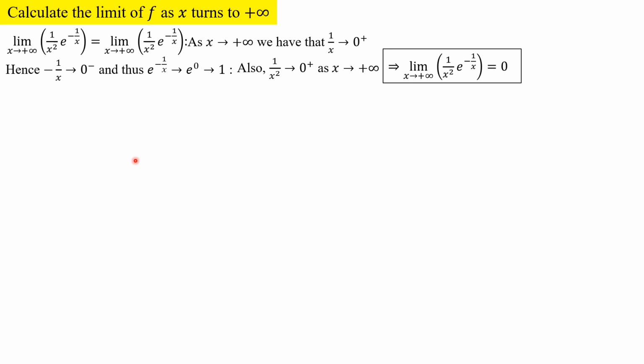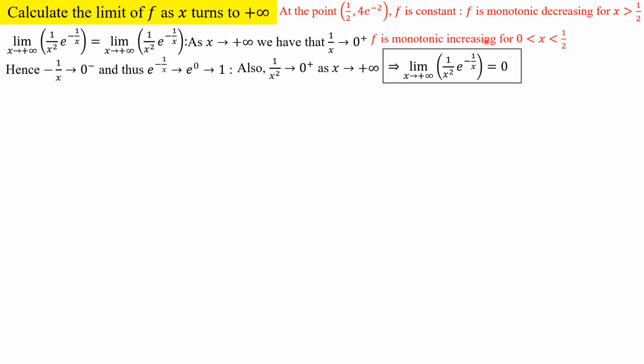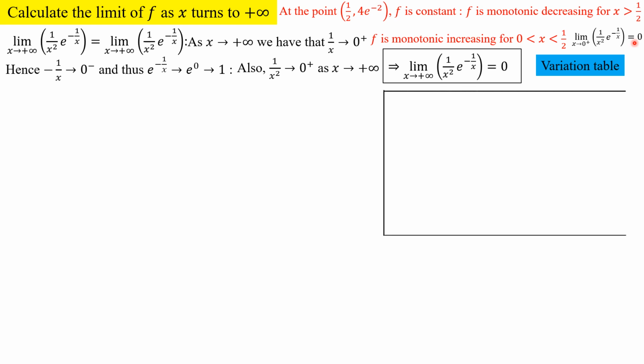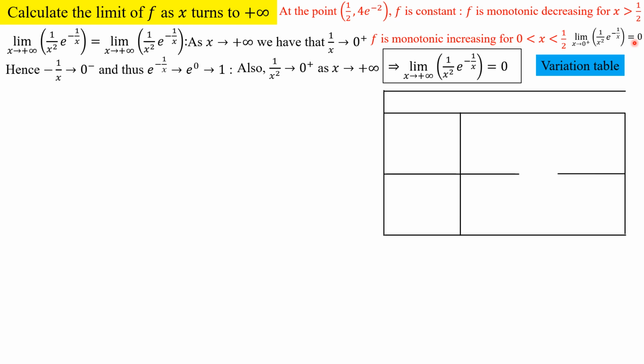So I'm going to indicate the previous information that we had. First, we had that the function is constant at this point, that is at x equal to half. It is monotonic decreasing for x greater than half. It is monotonic increasing for x between 0 and half, and the limit as x tends to 0 from above was 0. Now, the variation table is a table that contains the vertical asymptotes, the turning points, and the domain of definition of the function, the intercepts as well.